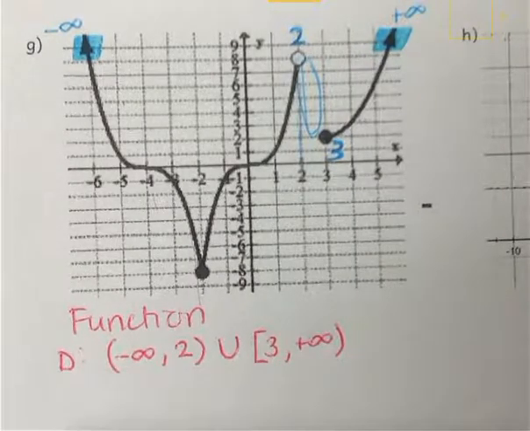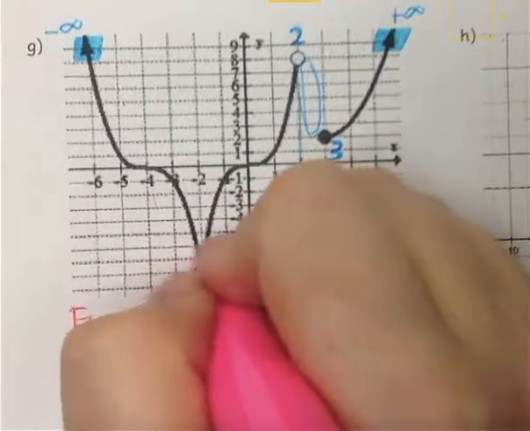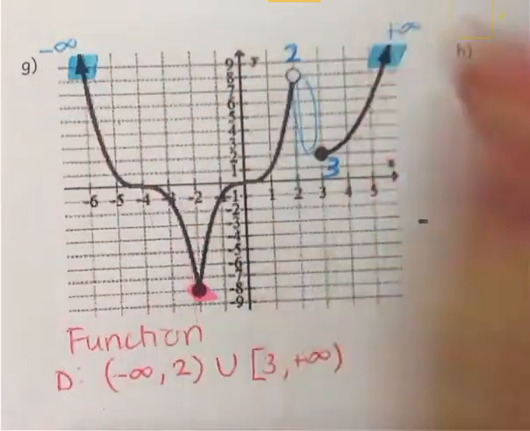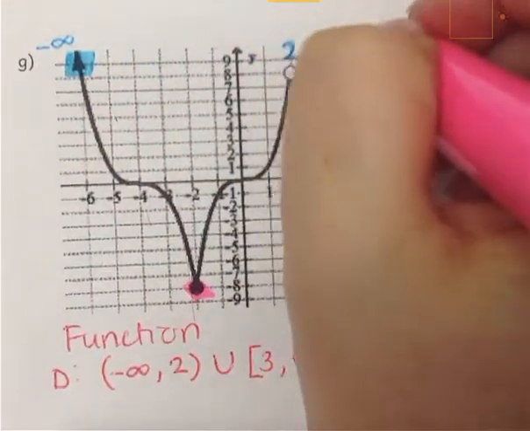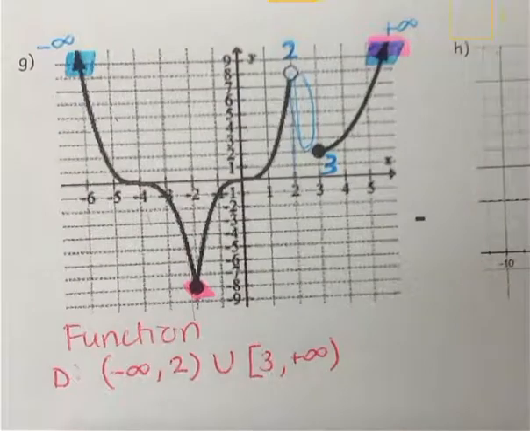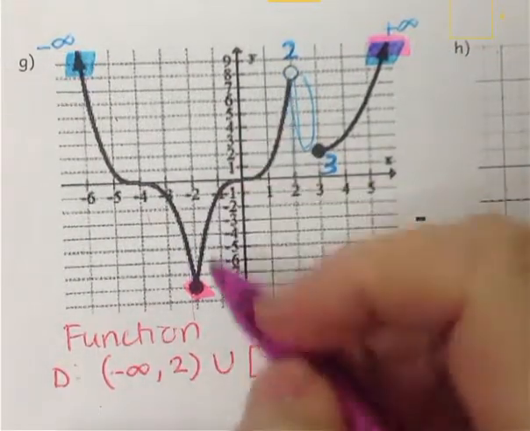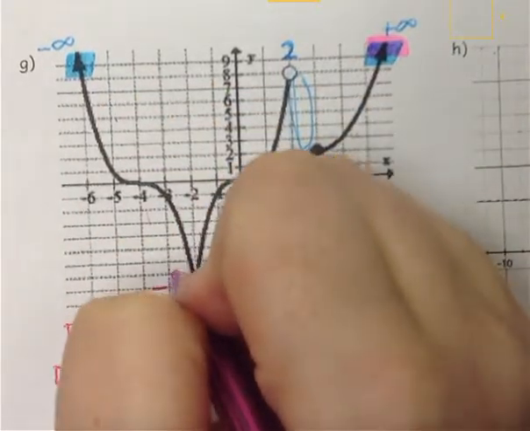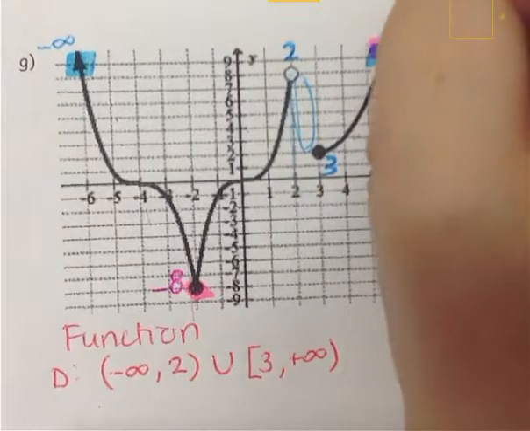So when we look at our range, we find the lowest coordinate, which is this point right here, and then our highest, which are the arrows. Both arrows are pointing up, so it does not matter which arrow I use. We want to go ahead and put this number down here. This is at a -8, and this is at a positive infinity.